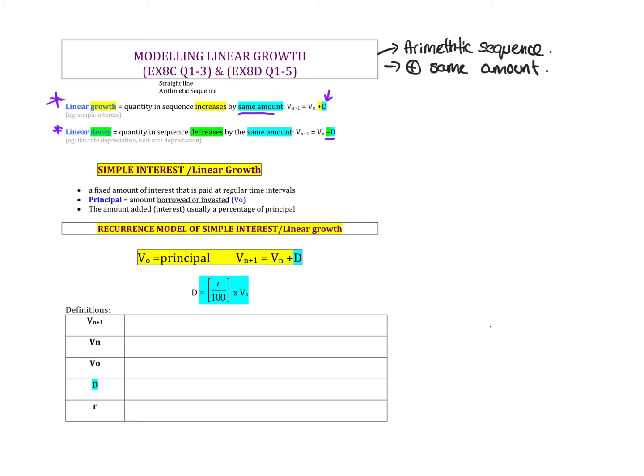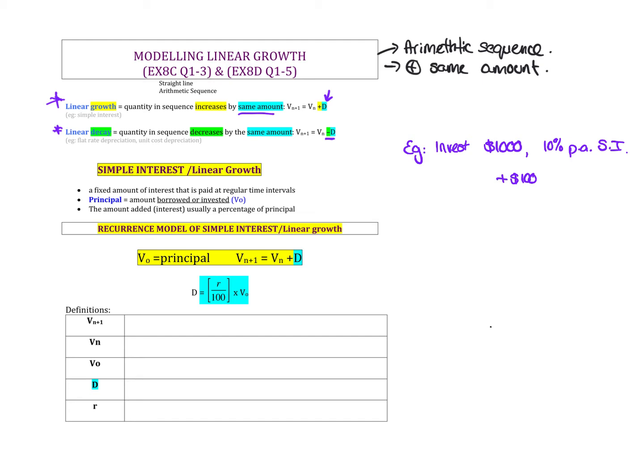Okay. So with simple interest, a fixed amount of interest is given over the time periods. Say, for example, I invested $1,000 and I'm going to get 10% per annum simple interest. So 10% of 1,000 is $100. So what is going to happen? I'm going to keep on adding $100 every year. See how it's the same amount?